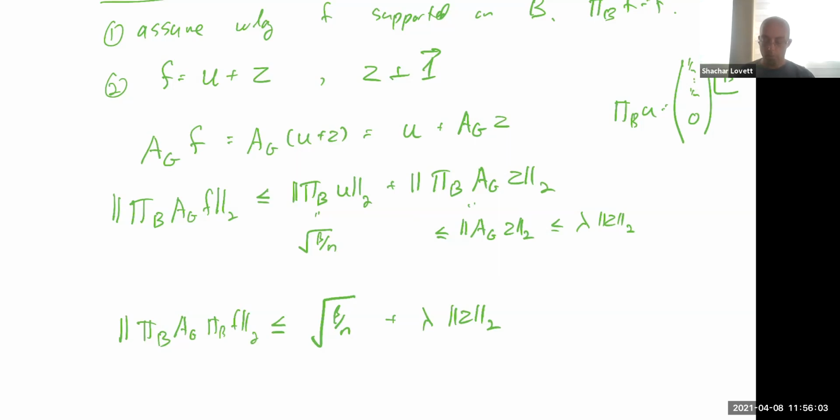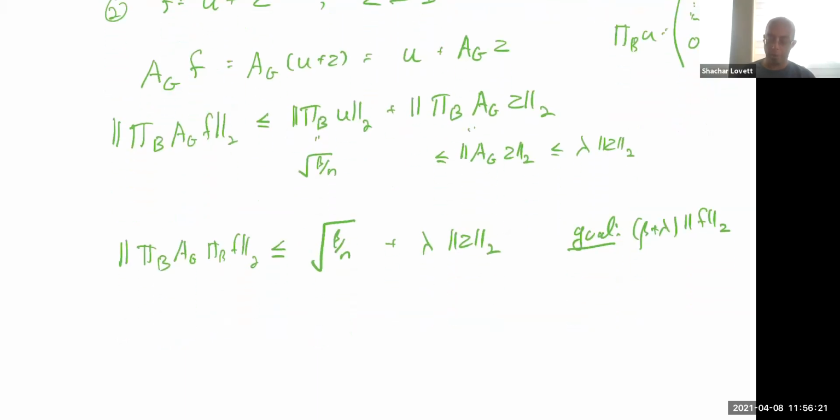So remember, in our goal, what was our goal? Our goal was to get beta plus lambda times the L2 norm of F. Right, that was our goal. And we got something. Not quite what we wanted, but something. So first of all, let's see what we have.